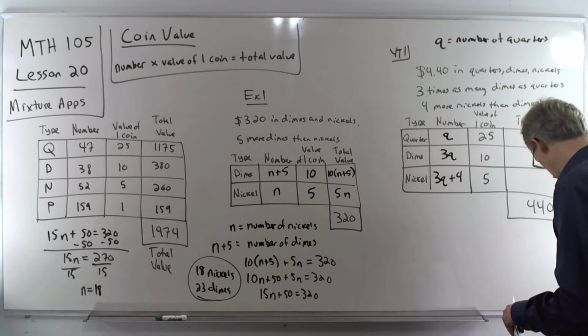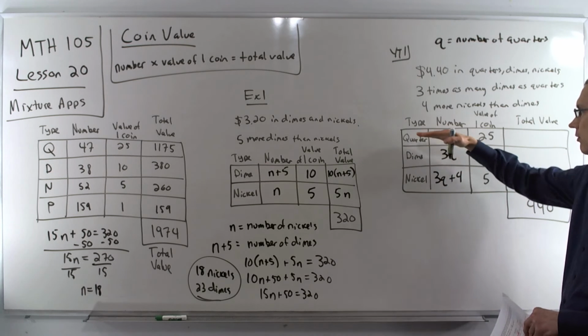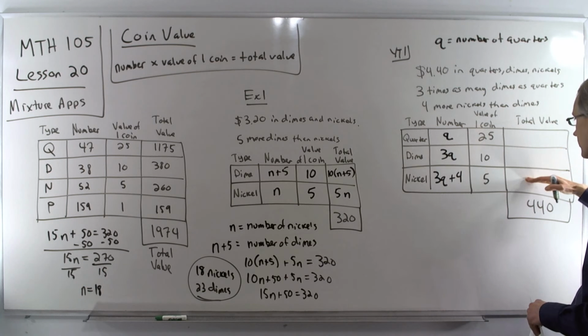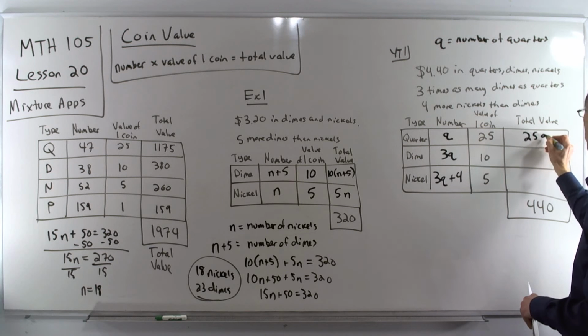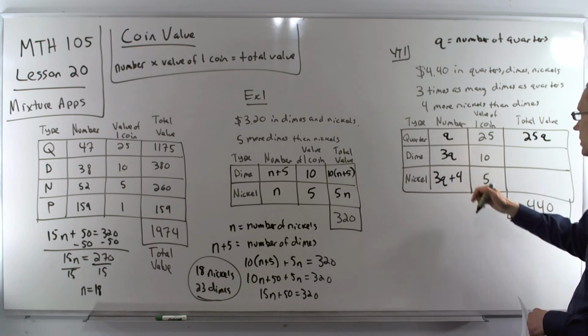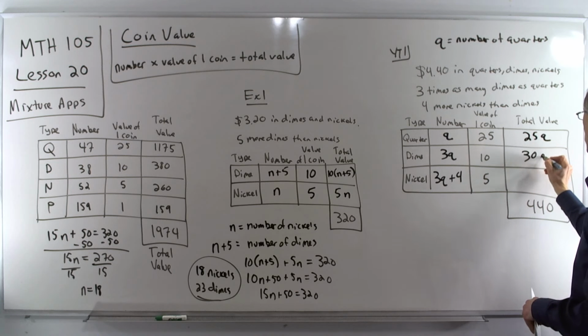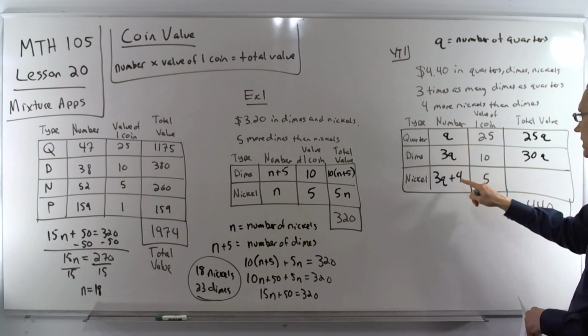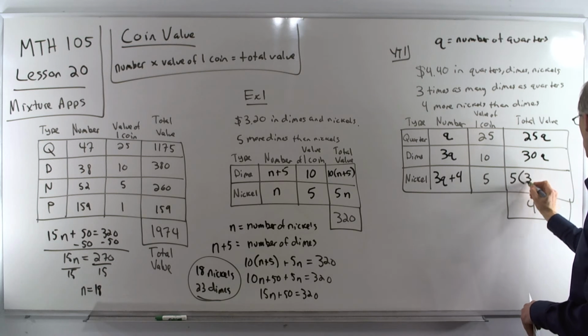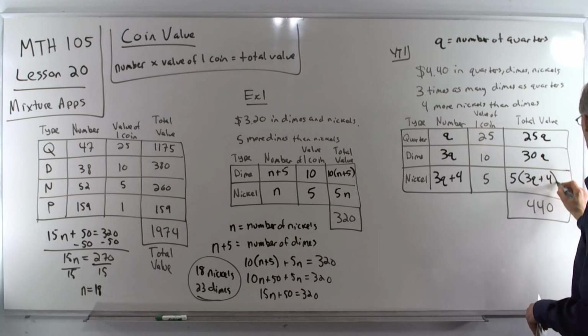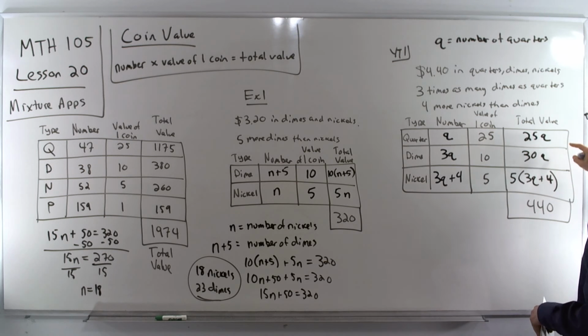All right. Now, just like we did before, we're going to multiply straight across and fill up these 3. So 25 times Q, 25Q. 10 times 3Q, that's 30Q. And then 5 times 3Q plus 4. So this is where we need the parentheses. And there are 3 expressions for the value of quarters, the value of the dimes, the value of the nickels.